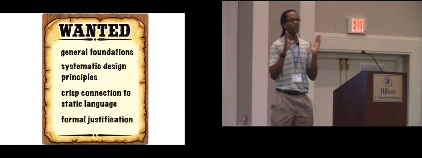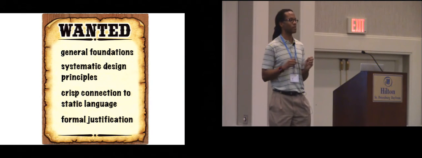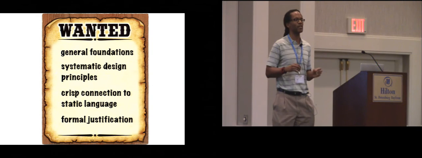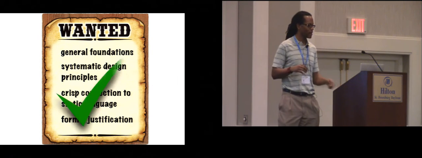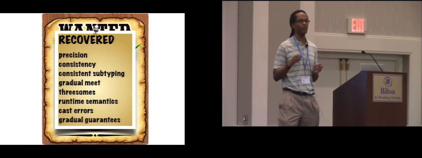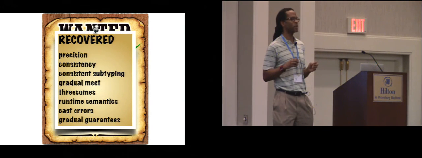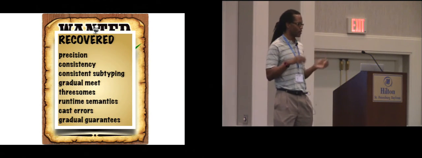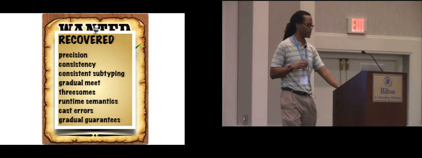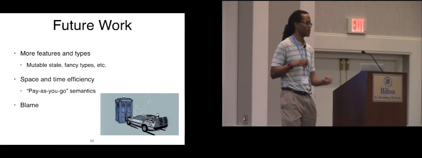So in conclusion, we wanted some general design principles for deriving gradually typed languages that are closely tied to the underlying static type discipline, and we were able to achieve this for the cases that we considered. And along the way, we recovered a lot of notions that exist in the previous gradual type literature, like consistency and consistent subtyping, as I said, but a few others that also appear in the literature. So you can see the paper for that.